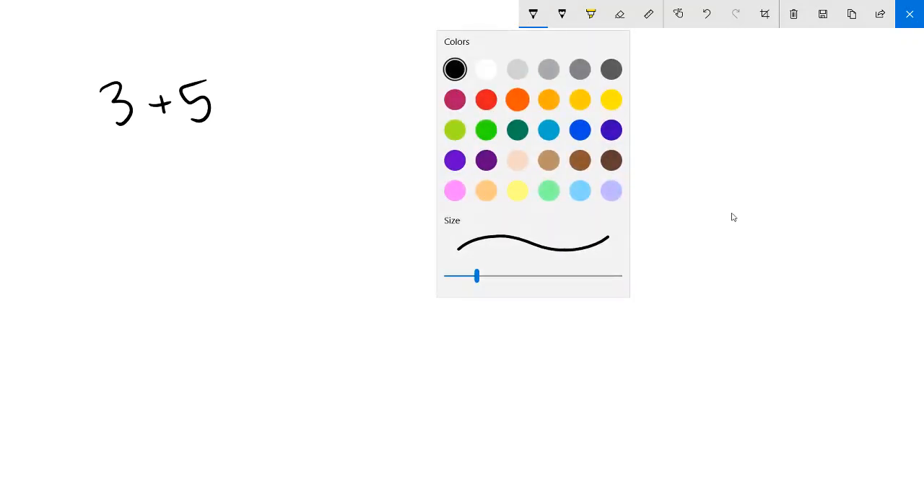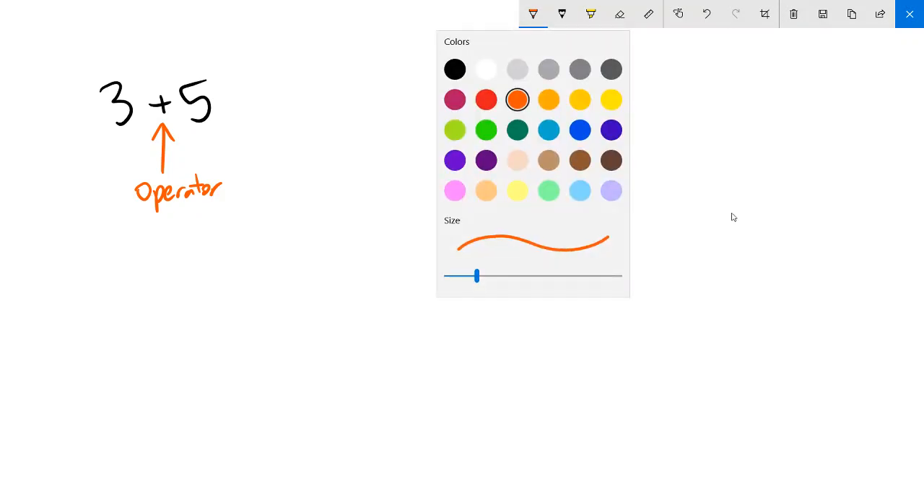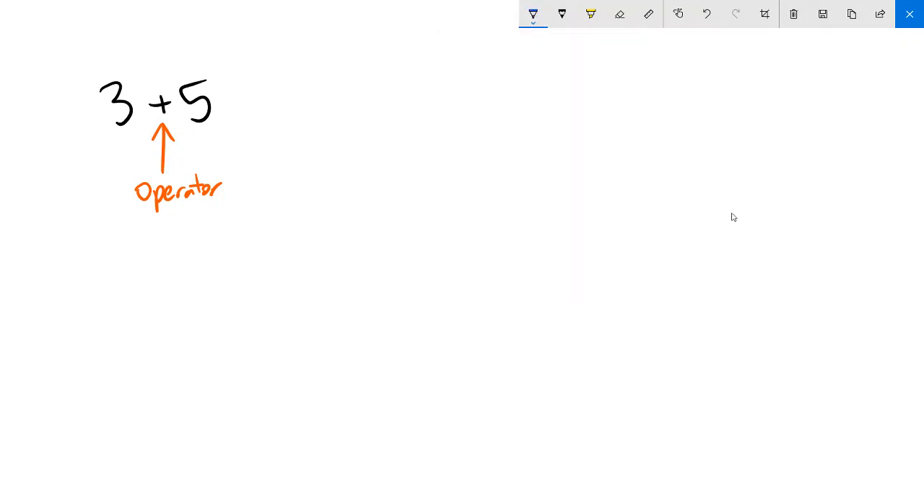Now, let's solve a very easy problem. 3 plus 5. Now, in this problem, there is one operator and two operands. So let's take a look at that. This addition symbol is known as an operator. The things being added together, well, they are called the operands.